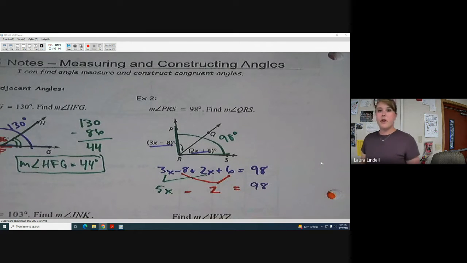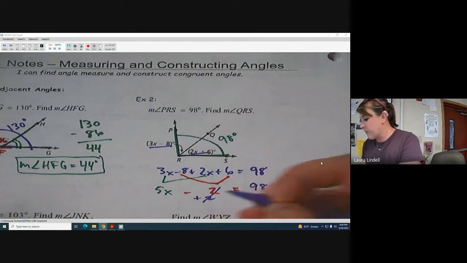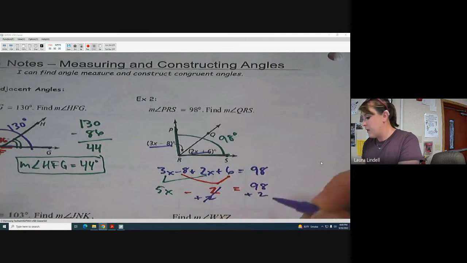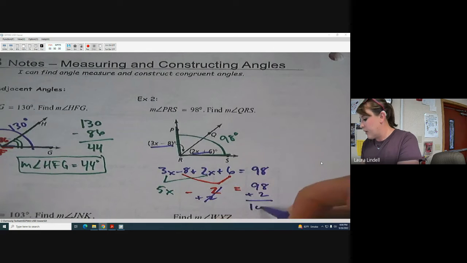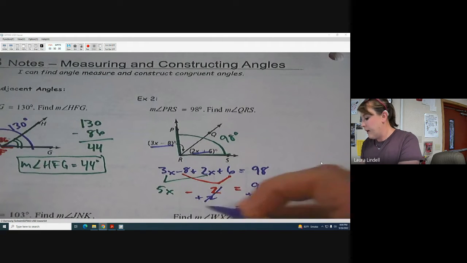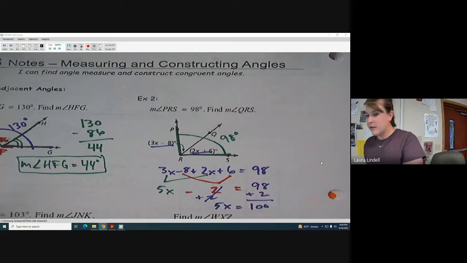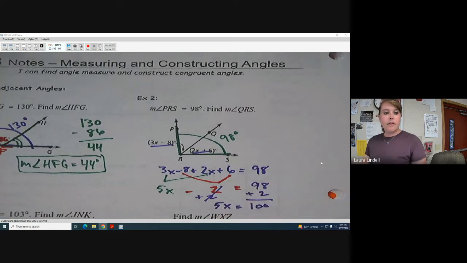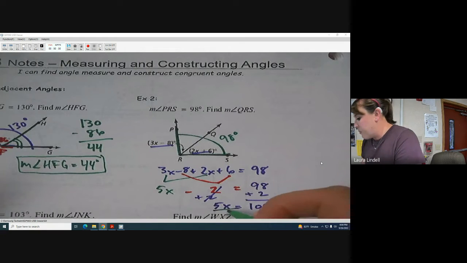All right, so to continue solving here, I'm going to add 2 to both sides. So that cancels away the 2 there. 98 plus 2 is 100. And all we're left with over here is 5x. My very last step in solving for x is to divide by 5 on both sides.